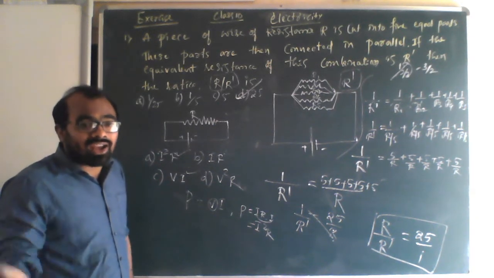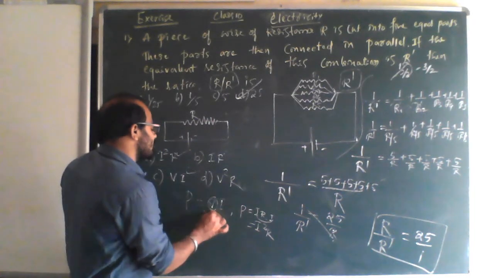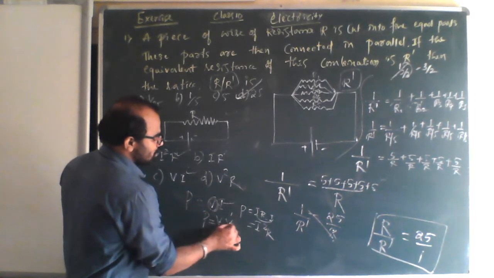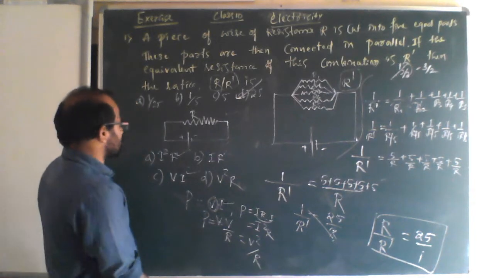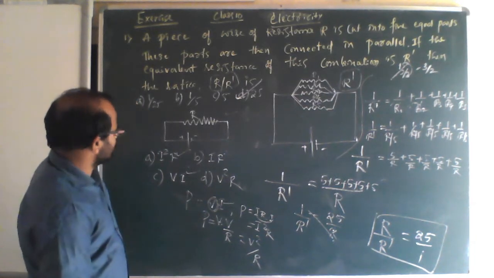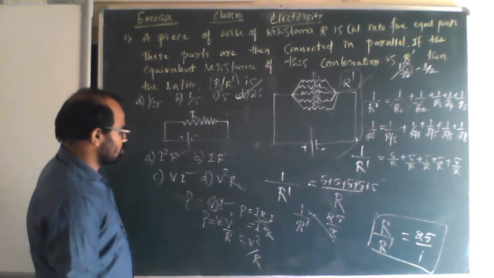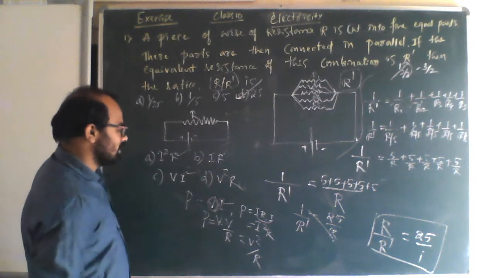We need to think about which is not a formula. So P is equal to V into I, and I is V by R, so V into V by R. V into V is V square by R. So V square by R. V square by R is not there. Okay. P is equal to V I is equal to V by R, V square by R. So leave that.